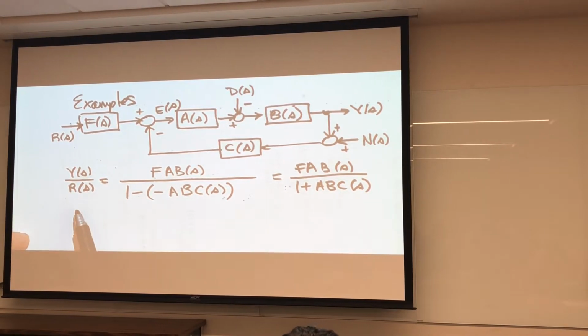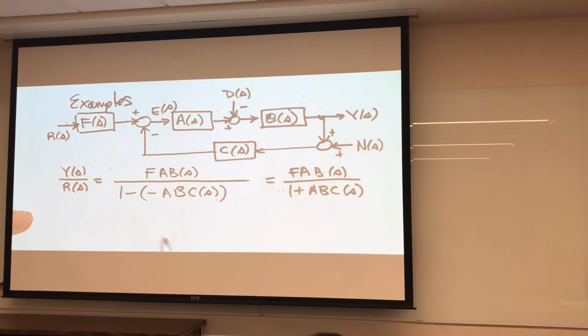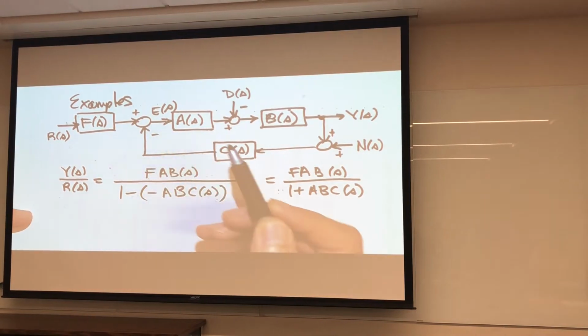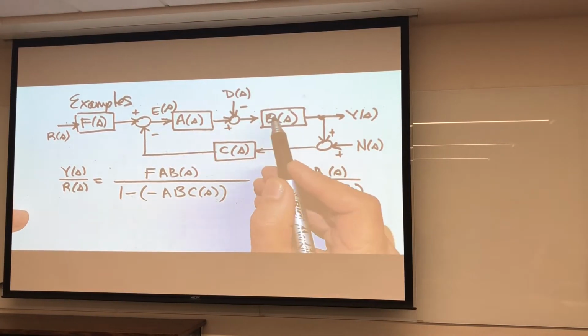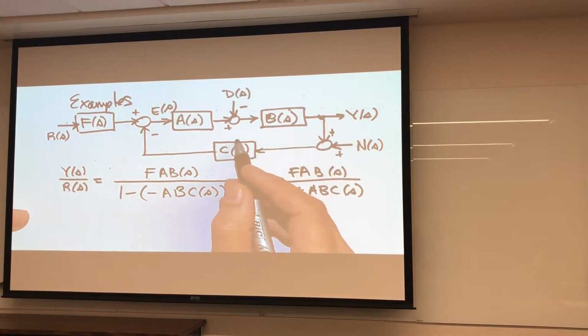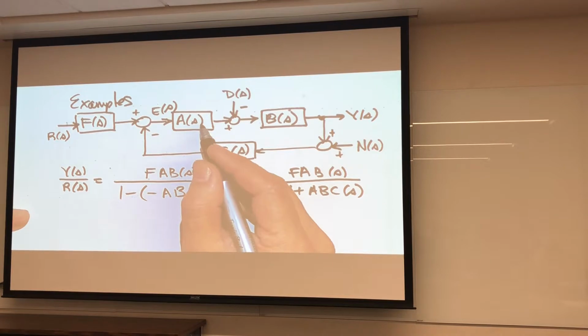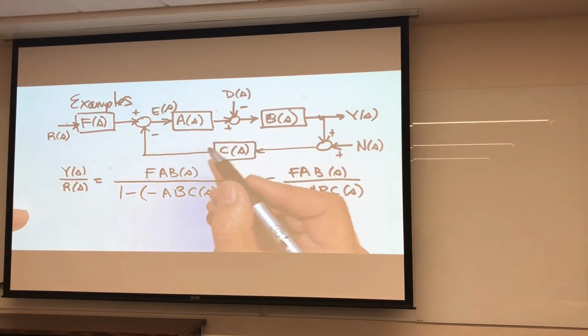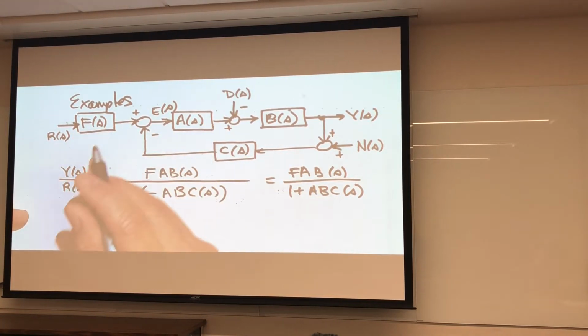Okay, let's do another model. Let's suppose I'm designing this control system. Maybe this is my car. This is the speed. I'm measuring it with a tachometer. This is the cruise control. This is the desired speed. Maybe I have a filter.